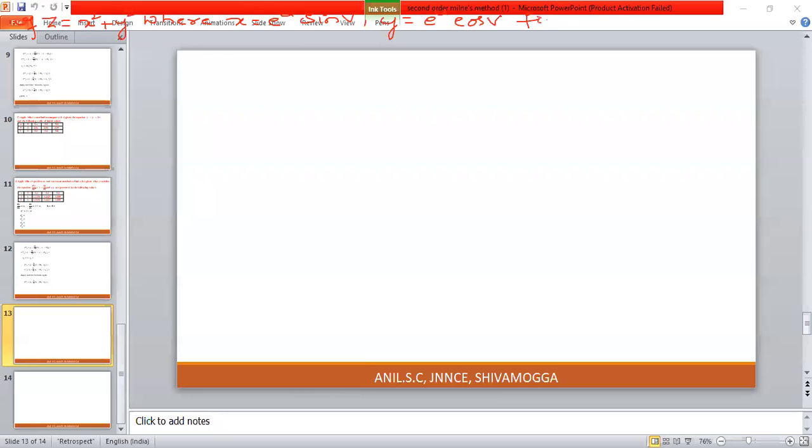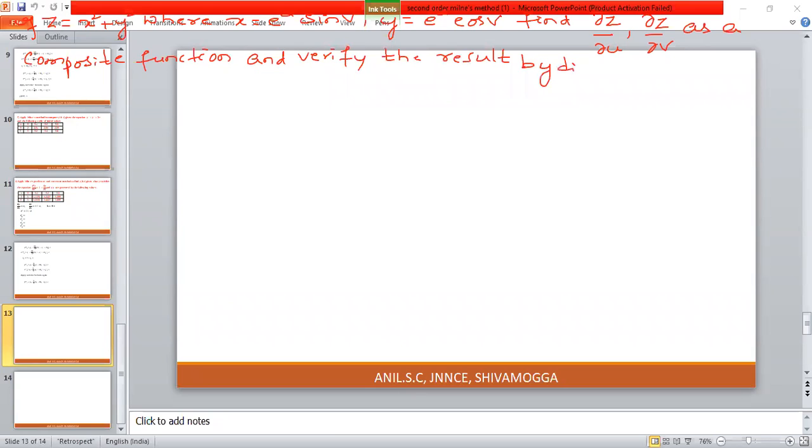Find del z by del u, del z by del v as a composite function and verify the result by direct substitution.